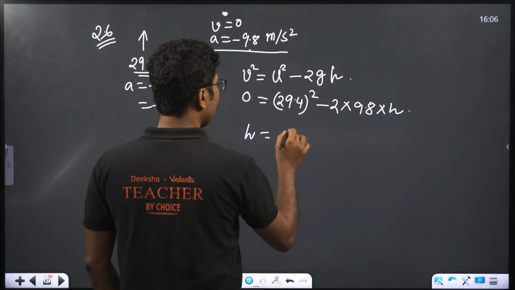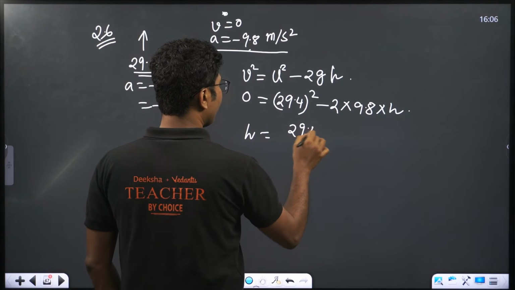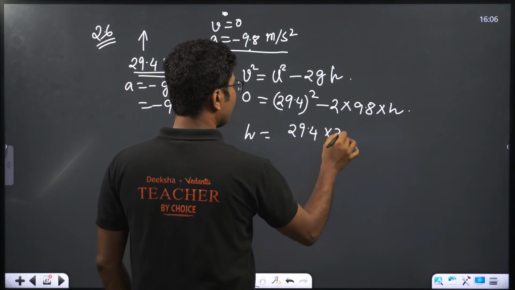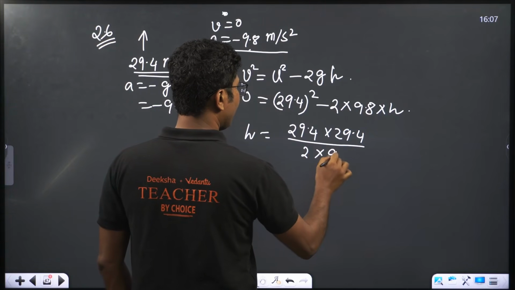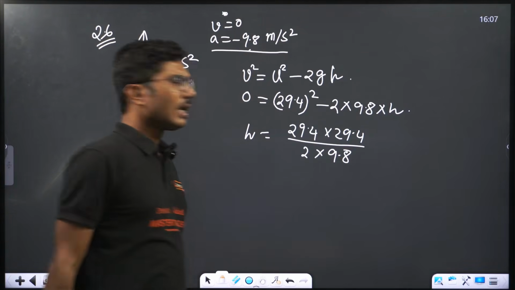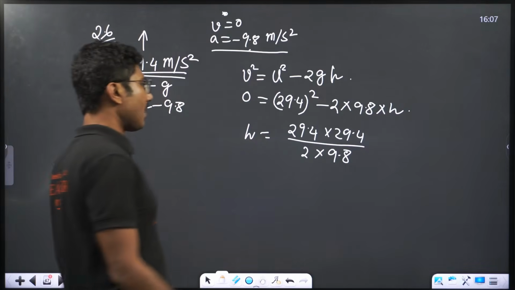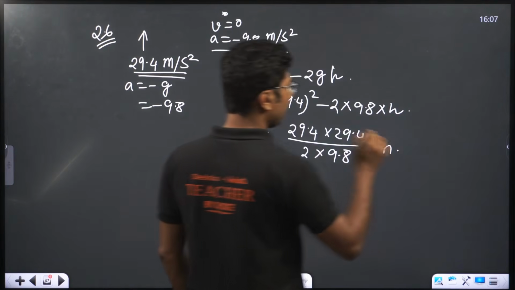H is equal to 29.4 into 29.4 divided by 2 into 9.8. You take your small calculator and calculate it. You will get the value of height, and that will be in meters.